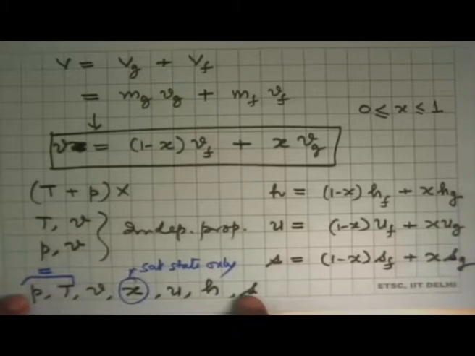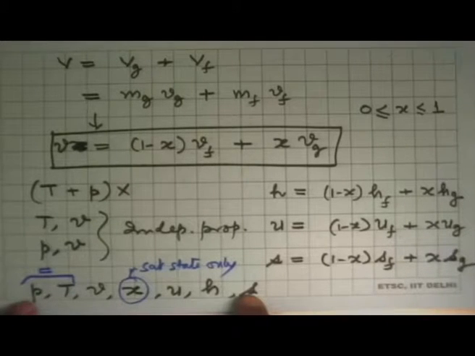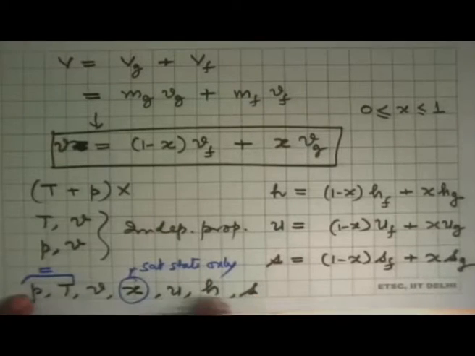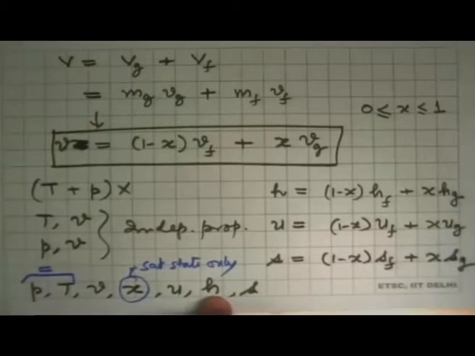If P and S are given, same thing. There are two independent properties. The state is completely defined. We can calculate all the other properties. If T and H are given, again, the state is completely defined. We can get all the other properties.